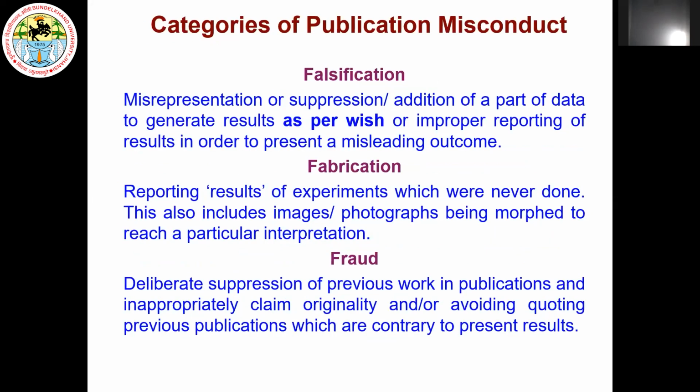The second type of publication misconduct we call falsification. So what is falsification? Misrepresentation or suppression or addition of a part of the data to generate results as per your wish, or improper reporting of results in order to present a misleading outcome. Suppose you don't do a research, you don't do an experiment, just put the data as per your wish. So that is falsification.